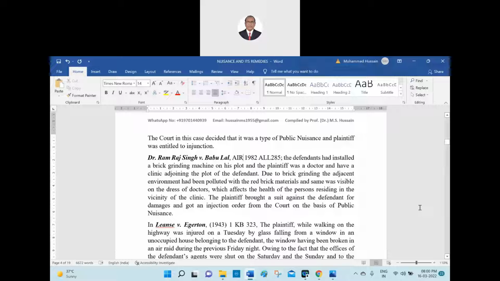The defendant had installed a brick grinding machine on his plot, and the plaintiff was a doctor and had a clinic adjoining the plot of the defendant. Due to brick grinding, the adjacent environment had been polluted with red brick material, and the same was visible on the dress of doctors, which affects the health of the persons residing in the vicinity of the clinic. The plaintiff brought a suit against the defendant for damages and got an injunction order from the court on the basis of public nuisance. Injunction, spelling tough.